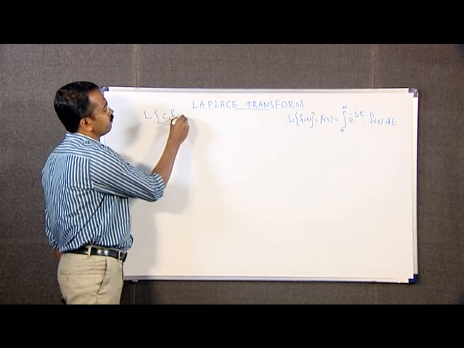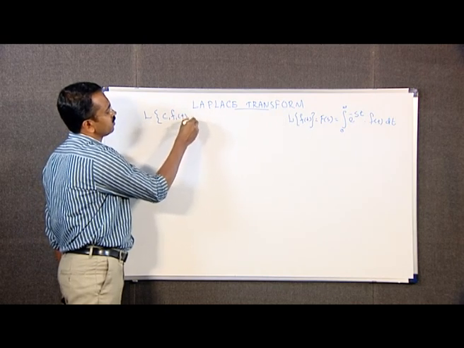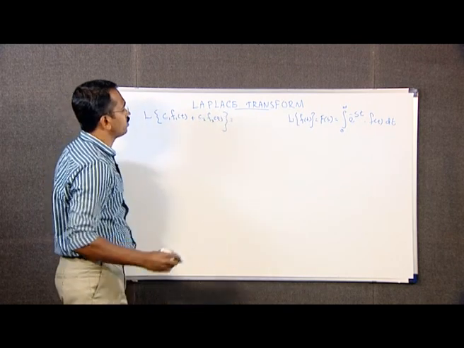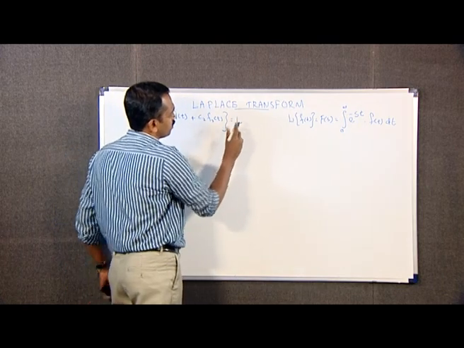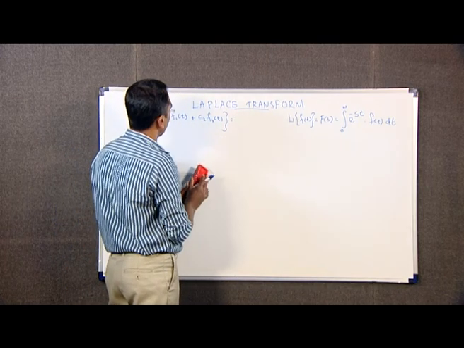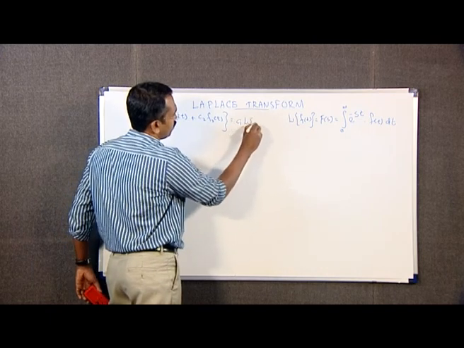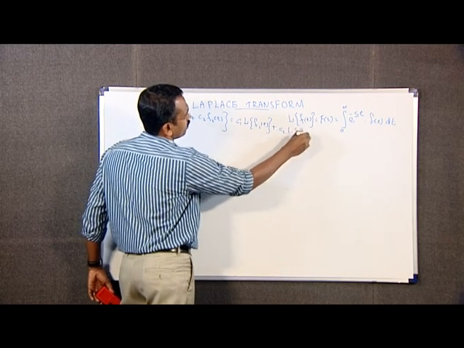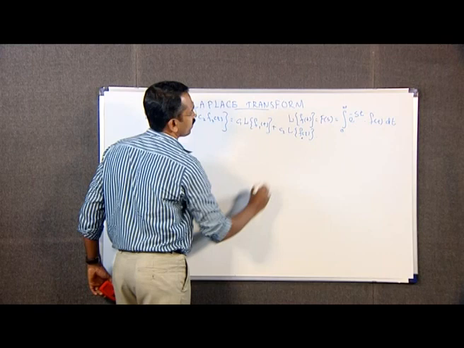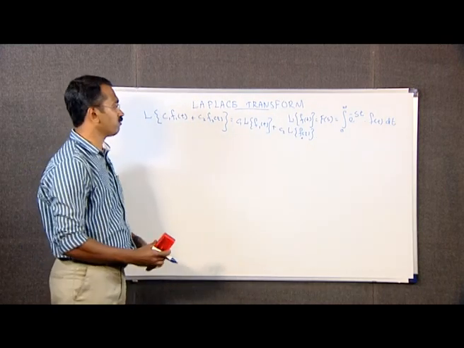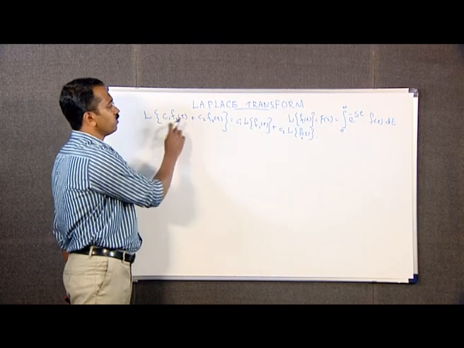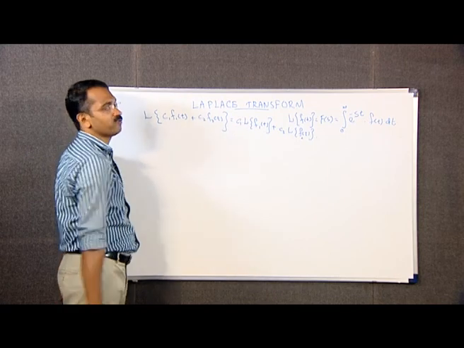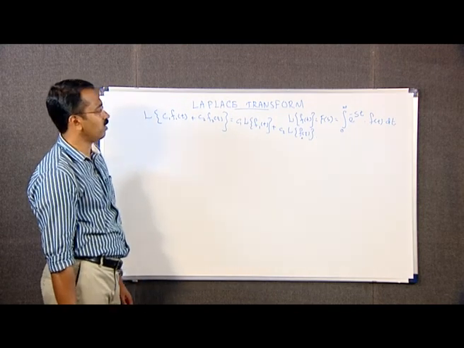It is: Laplace transform of c1 into f1 of t plus c2 into f2 of t is equal to c1 into Laplace transform of f1 of t plus c2 into Laplace transform of f2 of t. This is the linearity property of Laplace transform. Here c1 and c2 are two constants, f1 of t and f2 of t are two functions of t.